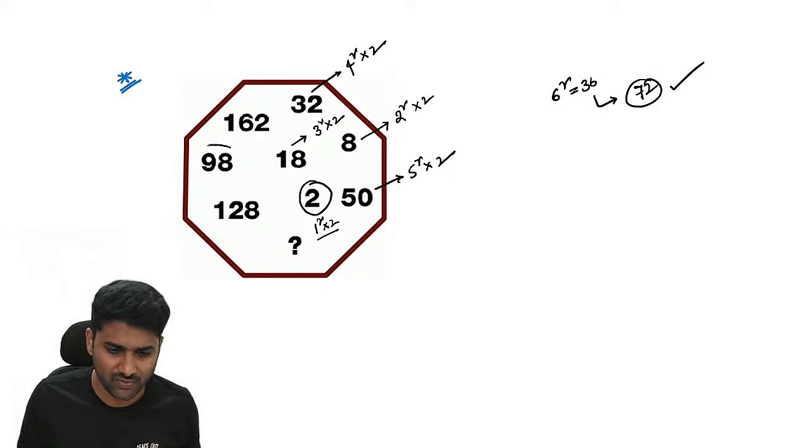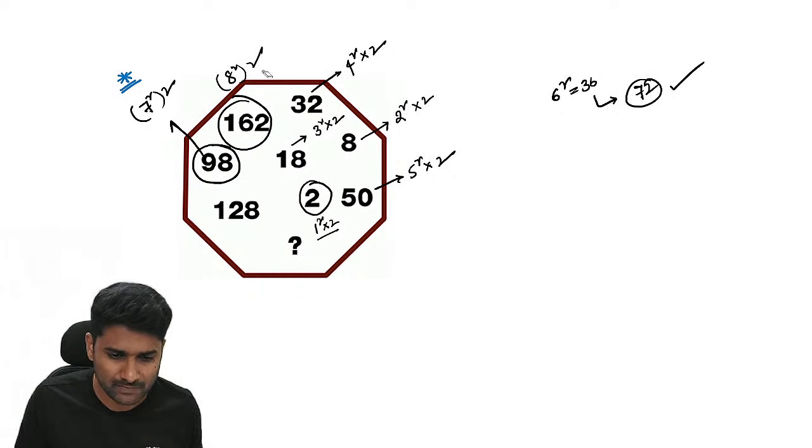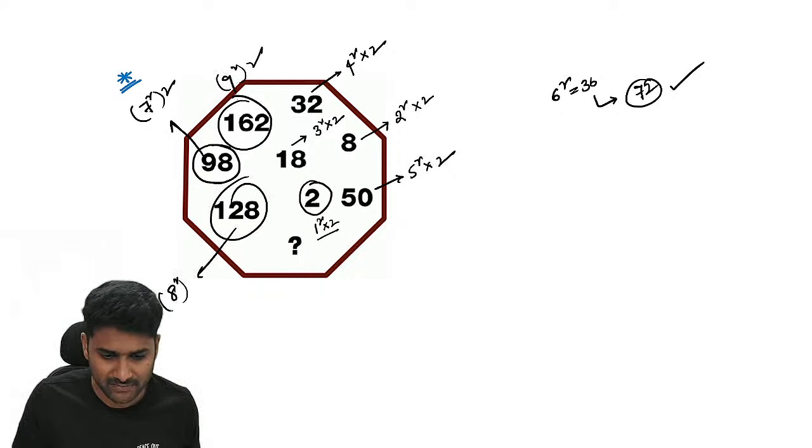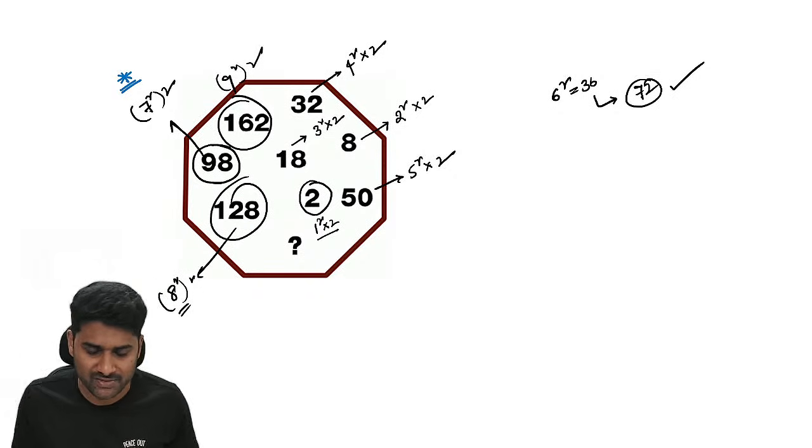Now 7 square is 49. 7 square multiplied with 2. 8 square multiplied with a 2. 9 square multiplied with a 2. This is 9 square and this is 8 square, multiplied by 2. Square of that number and you should double it, then use the resultant.